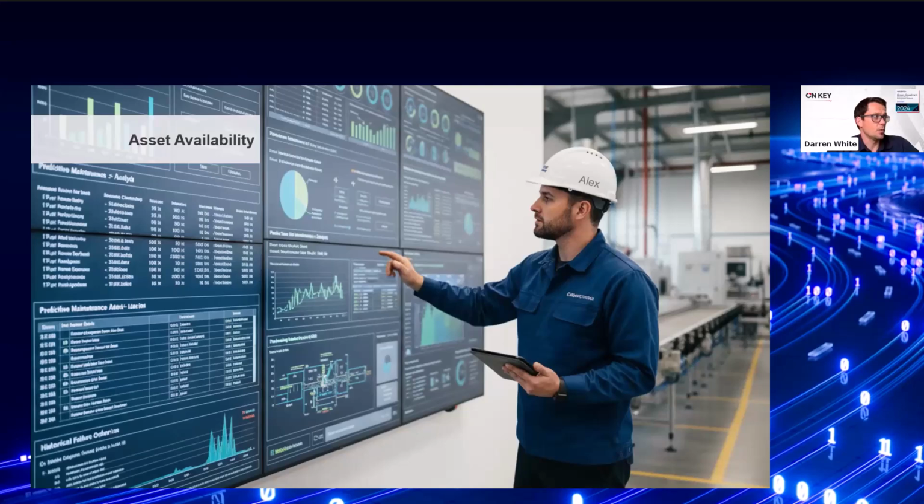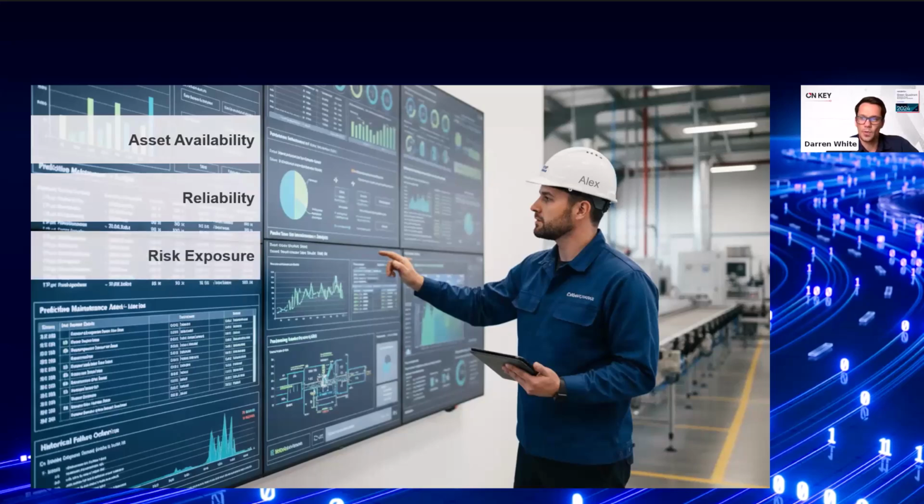So firstly, what is very important in terms of Alex's KPIs is asset availability. If your asset is not available, production stops. And the ultimate reliability output is availability. And it leads to the next one, reliability. So your asset needs to consistently perform without failure. Then risk exposure. So your high risk assets can lead to major financial losses and even impact the safety of staff.